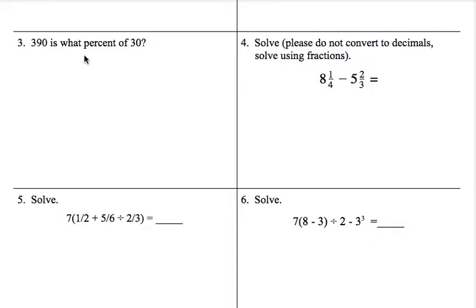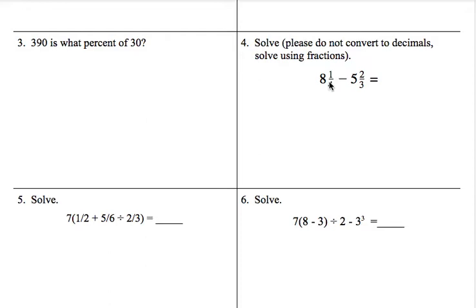390 is what percent of 30? Remember, you can set this up as a proportion. 390 equals what percent of 30? So we're trying to find the percent, so that would be x over 100. And 30 is actually the whole, and 390 is the part. So the percent that we're going to come up with is going to be way over 100% for your answer. So if you come up with an answer that is way over 100%, then you're working in the right direction.